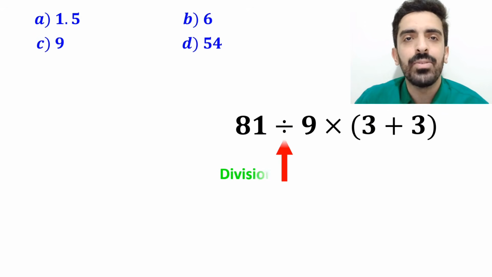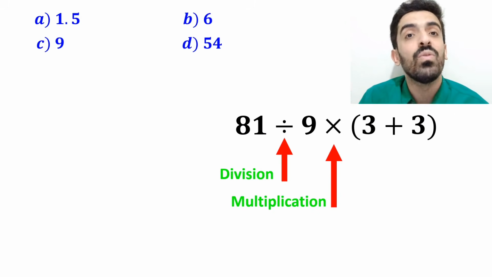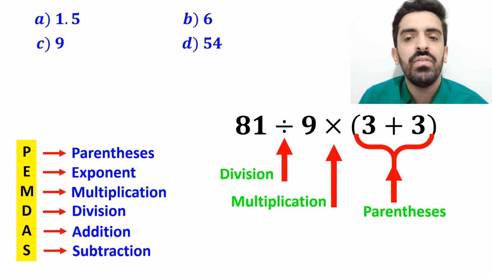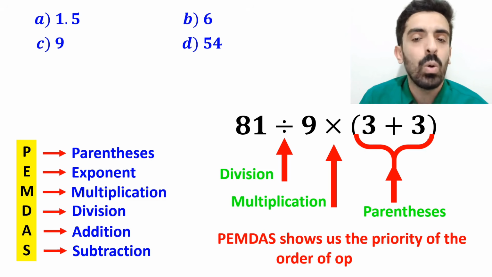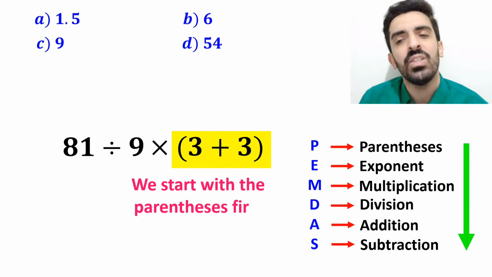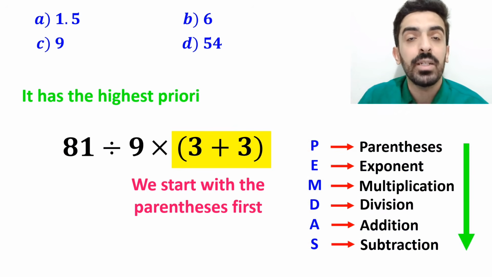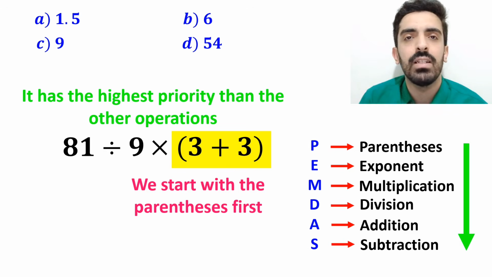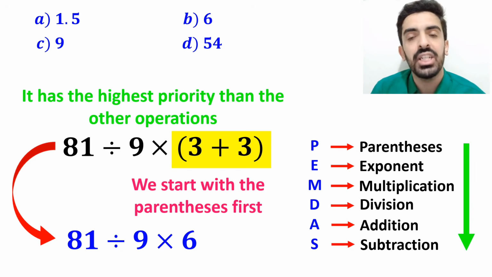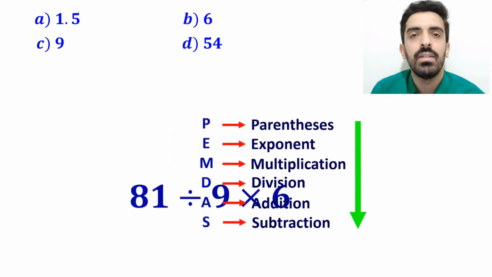As you can see on the screen, in this expression, first we have a division sign, followed by a multiplication sign, and finally parentheses. To solve this question, we need to use the PEMDAS rule. PEMDAS shows us the priority of the order of operations. So, we start with the parentheses first, because it has the highest priority than the other operations. Okay, this expression simplified to 81 divided by 9 multiplied by 6.